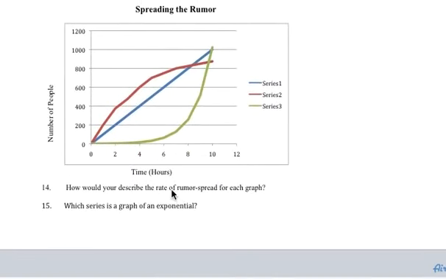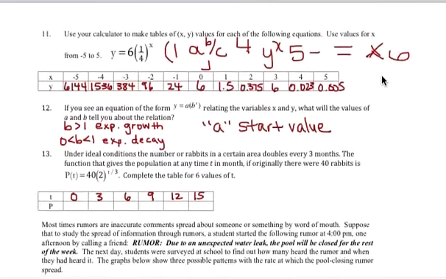All right, and then real quick down here, it's talking about spreading a rumor. How would you describe the rate of rumor spread for each graph? Look at series 1. What kind of function is series 1? It's linear. So just make a little note out here that says it's linear. Series 2, I don't know that I'd classify that. Series 3 would be what? How about what we just learned? Exponential, right? Exponential. Okay. And that answer's 15. 15 is series 3, right? Okay. All right. Wow. Well, that was good.